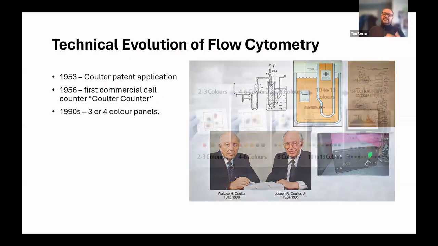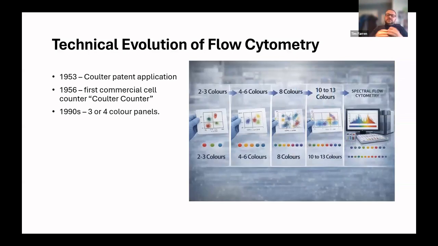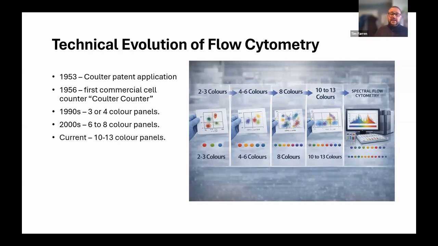Now, if we look back to the 1980s and 90s, you'd look at 2 or 3 color panels. Some places were doing 4 color panels. And most diagnostic laboratories were working with these very simple panel strategies that we don't see today. This allowed very basic lineage assignment, but provided very limited immunophenotypic detail. Jump forward to the 2000s, we were moving towards 6 to 8 color flow cytometry. And today, 10 to 13 color panels is what we're seeing on a lot of modern instruments, which has significantly expanded our ability to characterize cell populations.